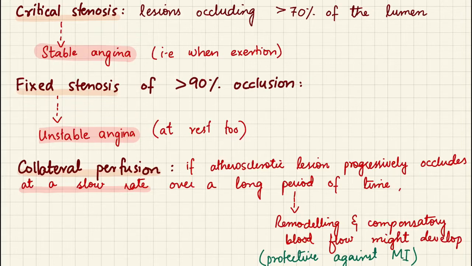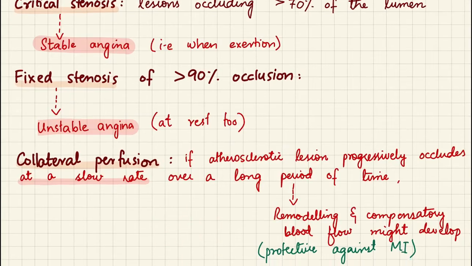Fixed stenosis means when there is greater than 90% occlusion of the coronary artery, and in this case there will be chest pain at rest as well. Collateral perfusion means that if the atherosclerotic lesion progressively occludes at a slow rate over a long period of time, then the cardiac tissue gets enough time to remodel and compensate the blood flow and develop new arteries and collateral routes. This is actually protective against MI, and the same part of the tissue which was not supplied by a slowly occluding artery will be supplied by other branches.